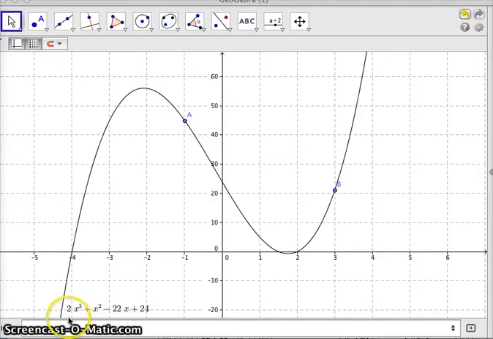Suppose we have this polynomial function 2x cubed plus x squared minus 22x plus 24. And what I would like to do is estimate the length of the curve from x equals -1 to x equals 3. That's my interval. All right, so we're going to estimate the length of this curve, and we're going to do this using 4 segments.